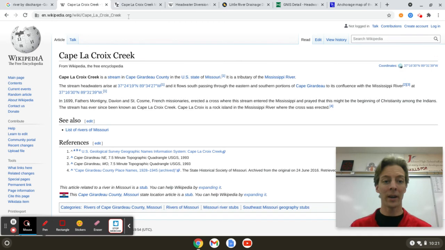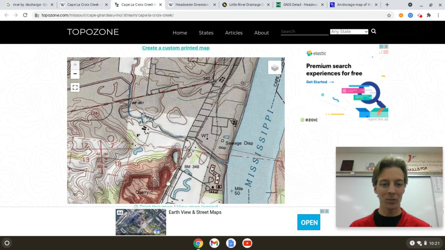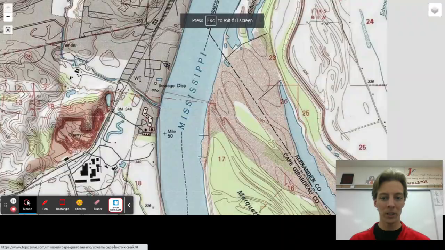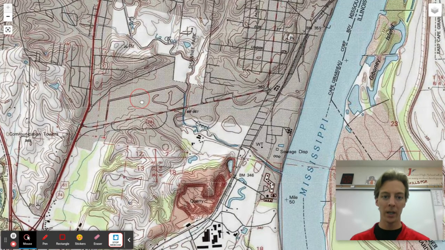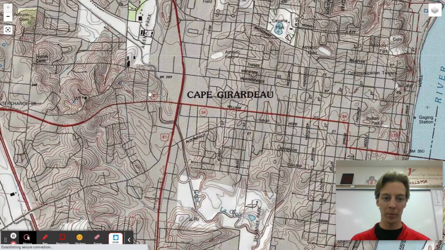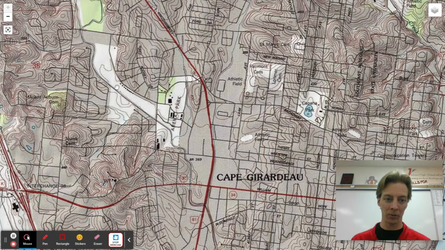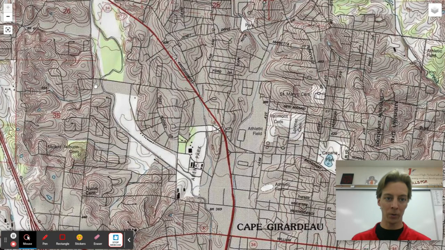Where is Cape LaCroix Creek? Here we go. That is where LaCroix Creek goes into the Mississippi. There is the quarry. We are downtown Cape. There is Shawnee Park. There's the Southern Expressway. This is King's Highway in red. We're going to meander up LaCroix Creek here. There's Cape, and there's Arena Park. LaCroix Creek cuts across here, and this big red is King's Highway.